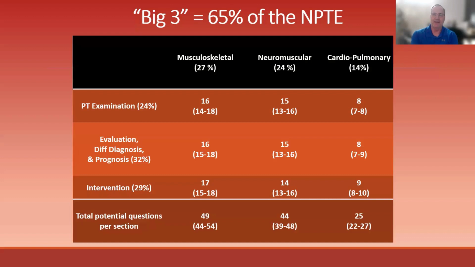As a matter of fact, on this slide, you can see the big three. So 65% of the examination is going to be made up of questions based on the musculoskeletal, neuromuscular, and then cardiovascular and pulmonary systems. So 2 out of every 3 questions.